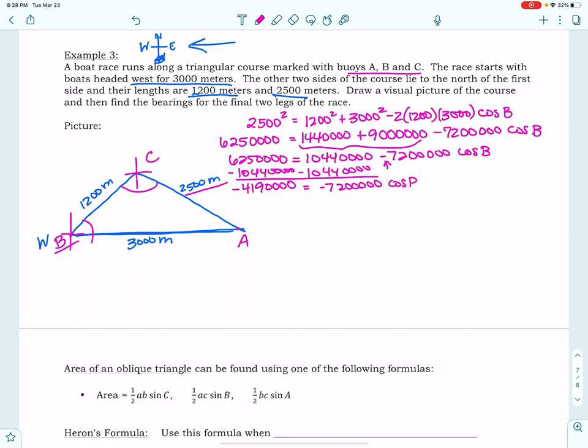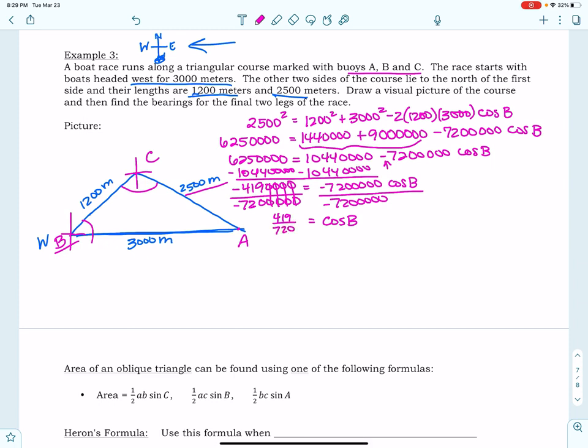All right. We're getting so close. And now we're going to divide both sides by negative this huge number, 7,200,000. Okay, once we get there, what I'm about to do should make your life blissfully easy. See those zeros? They can just go away. And then 419 divided by 720, a negative divided by a negative is a positive.